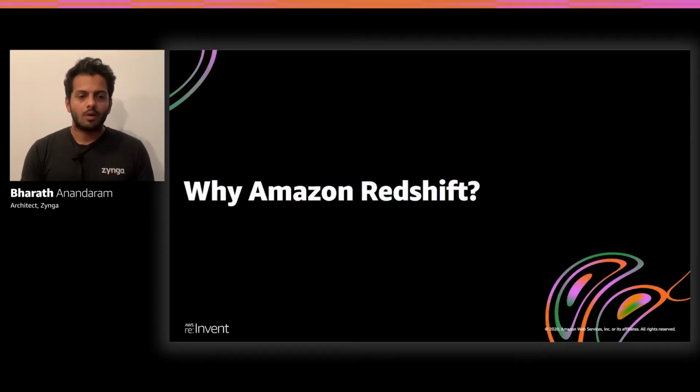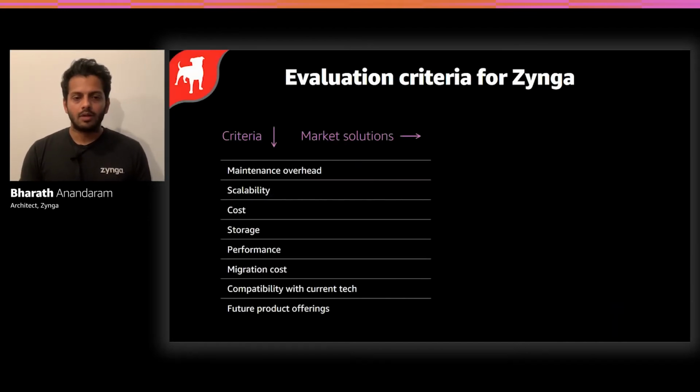So now let's talk about why Amazon Redshift. The table below lists the criteria that we use to evaluate market solutions. The criteria are listed in top to bottom order in terms of priority. Note that this evaluation criteria is for Zynga, and criteria across different companies might differ. I want to caveat this by saying that the evaluation was done around March and April of this year, so some of the product offerings might have changed from then until now.